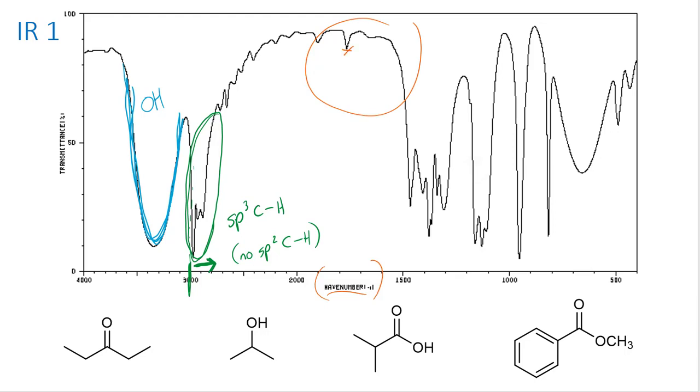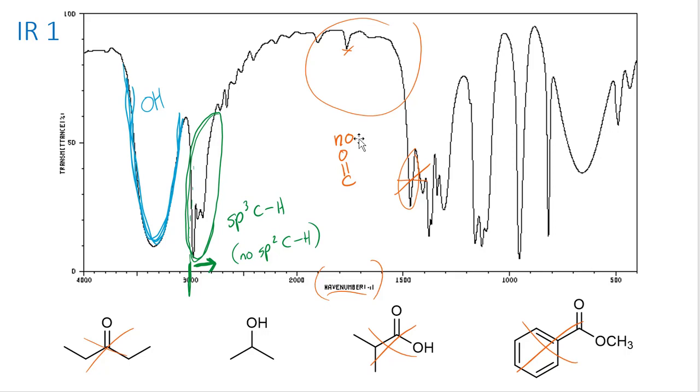Now this little thing here, that's really not enough to be considered a carbonyl. This one is too far to the right, so it's at about 1500 wave numbers, and we really need it to be at least 1650. So we might make note of the fact that we have no C double bond O.